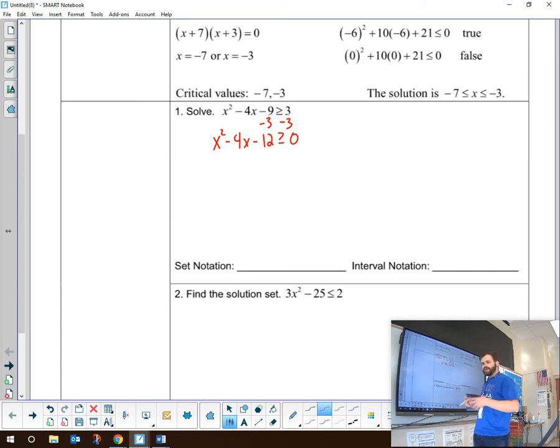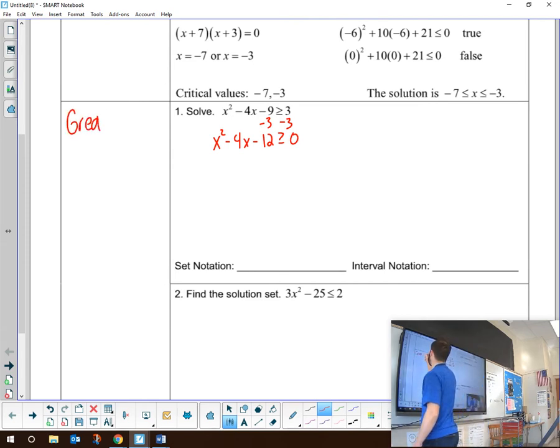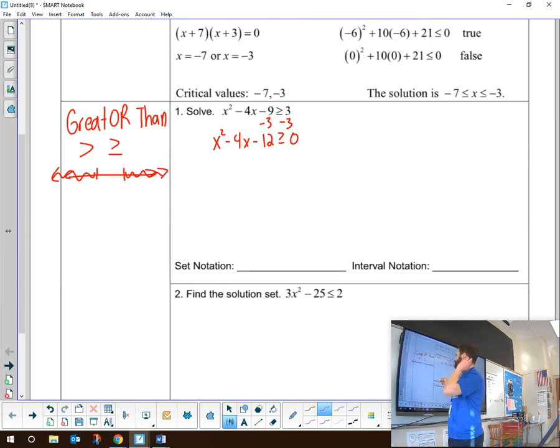Before we go any further, though, I wanted to remind you of a special thing that we learned whenever we did inequalities with absolute value, and it was this. It was greater than, greater than, so if it's like this or like this, that means that we're going out, right? It's going to go out to the left and out to the right.